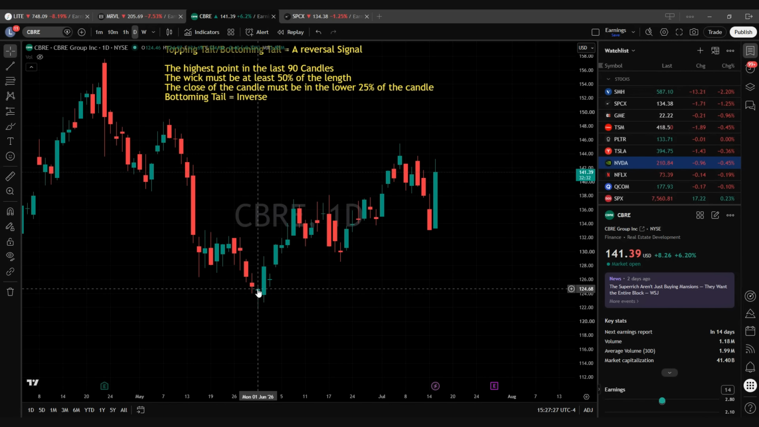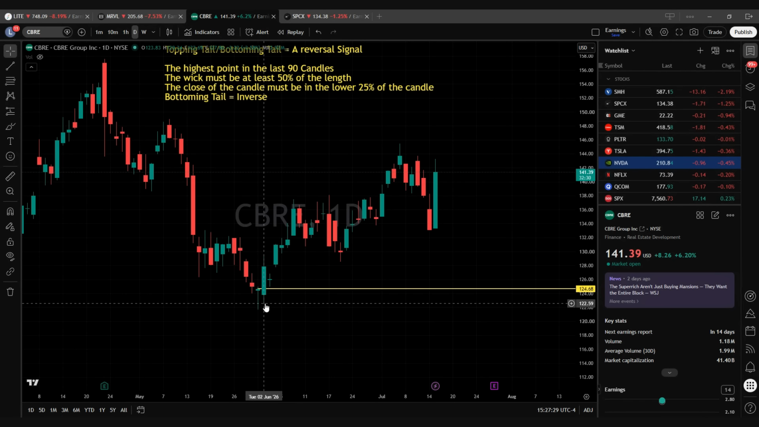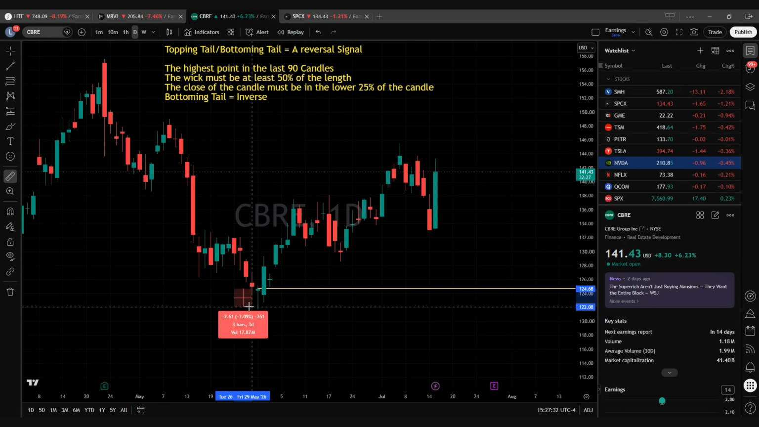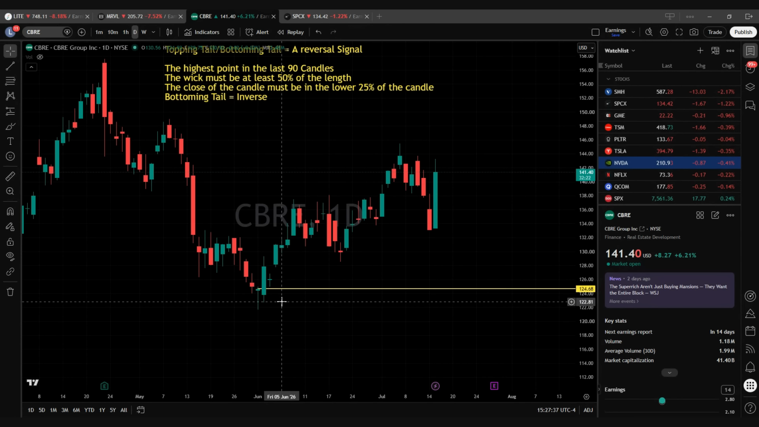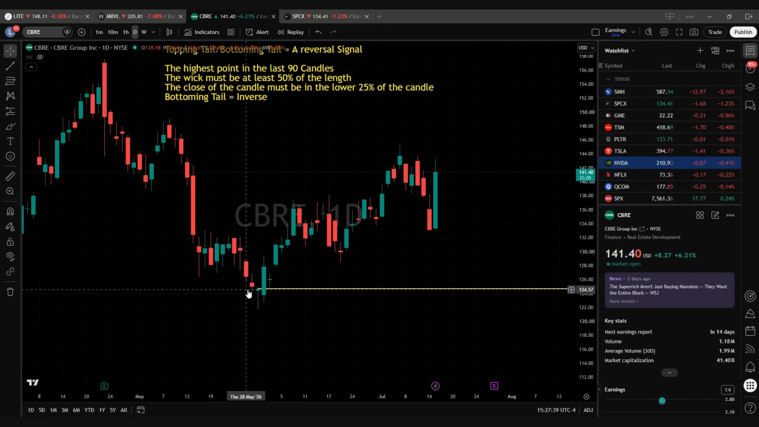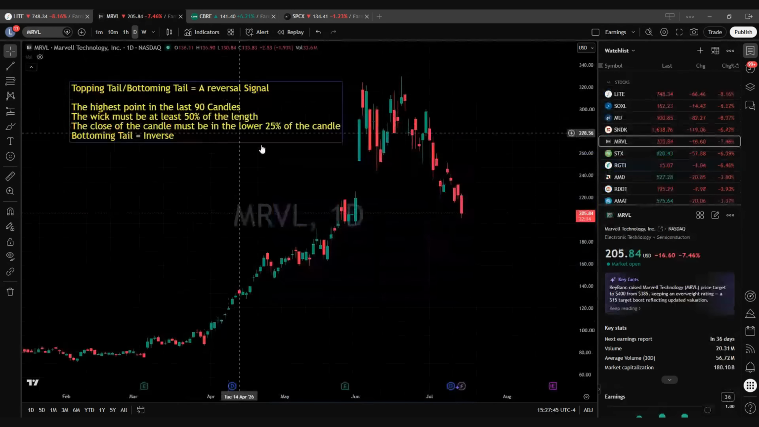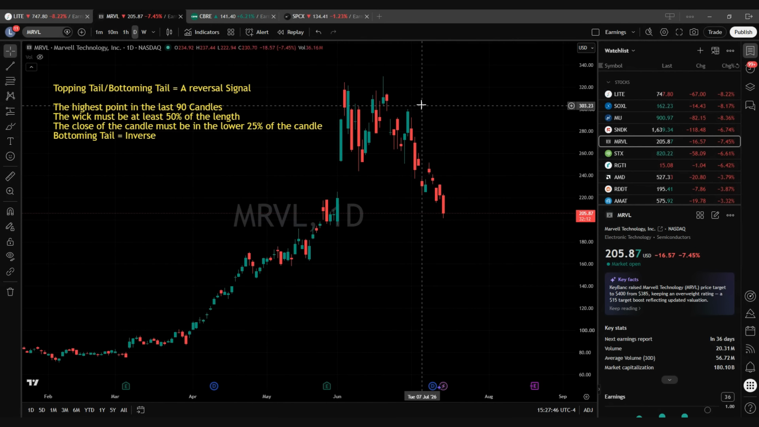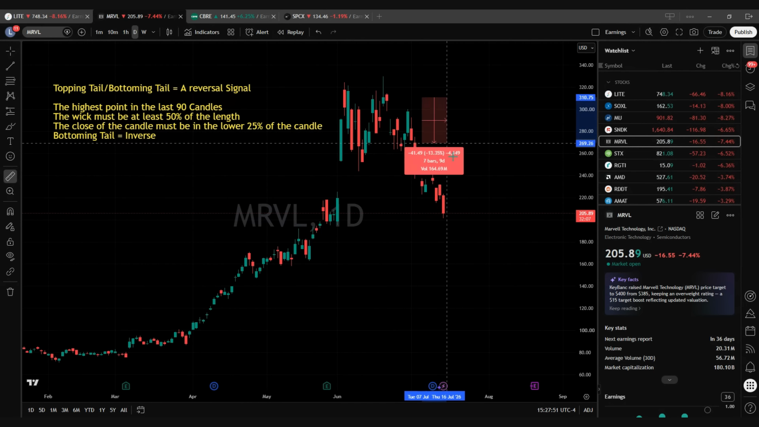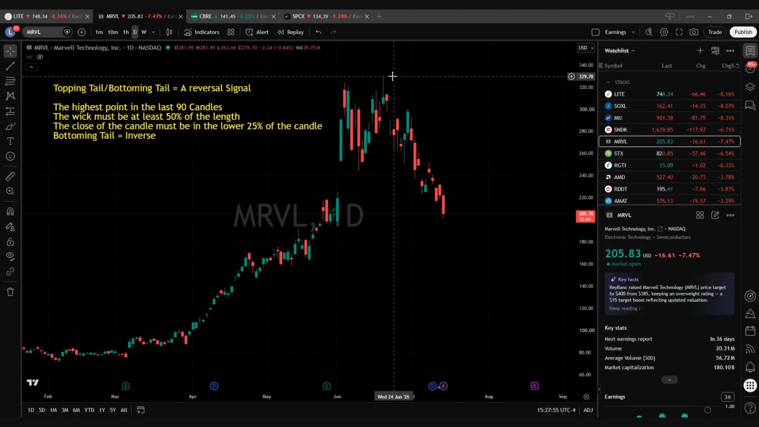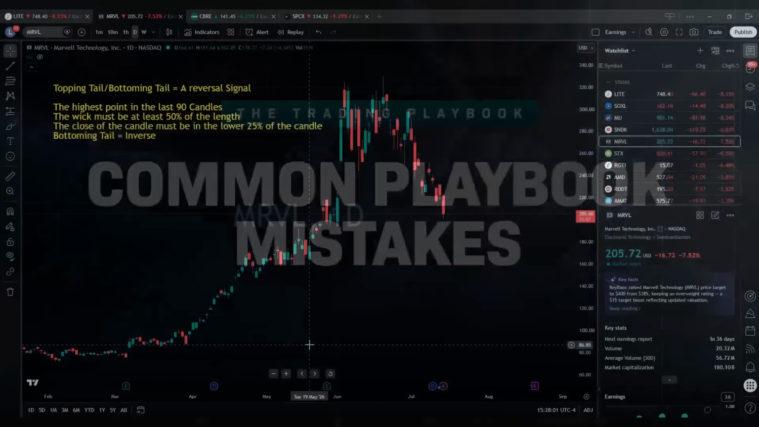Let's say you had this bottoming tail and then you saw price come back below, but not all the way quite, and reject this price, then this is still valid. You would look for an entry somewhere under this close, looking for a move higher. Similarly, with this topping tail on MRVL, you look for a short entry anywhere above that price where it closed, right? But there's a couple common mistakes that people make when they're trading topping tails and bottoming tails.